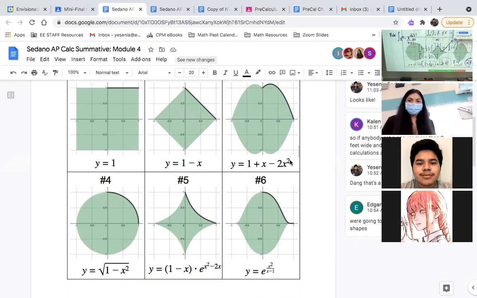So that's definitely key there, and that's why your Riemann sums is in your big ideas packet.